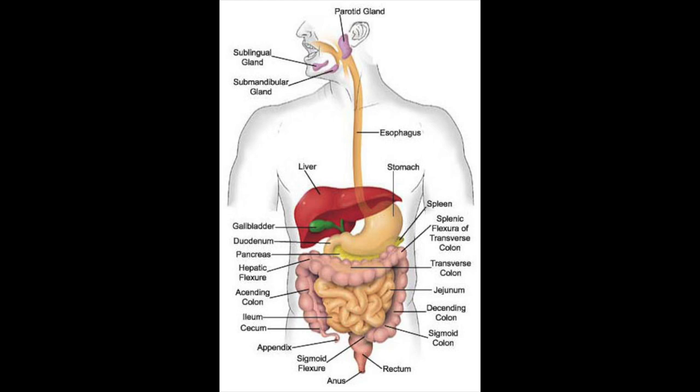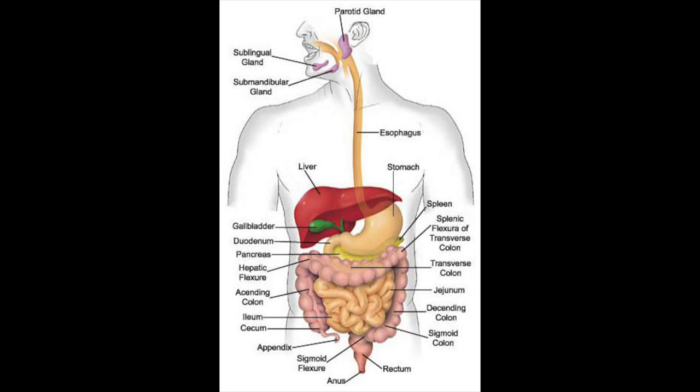Pepsin, hydrochloric acid, a number of different things are going on in the stomach. But all the stomach does is break it down a little bit and turn it into what's called chyme. And it'll kick it out through the pyloric sphincter, where the first part of your small intestine, your duodenum, comes together.